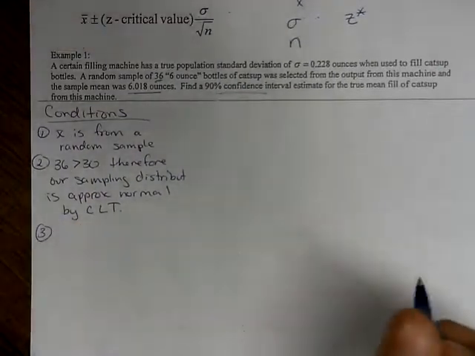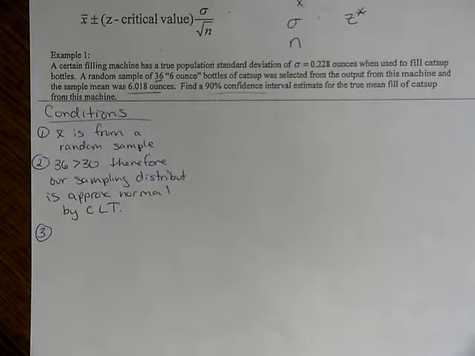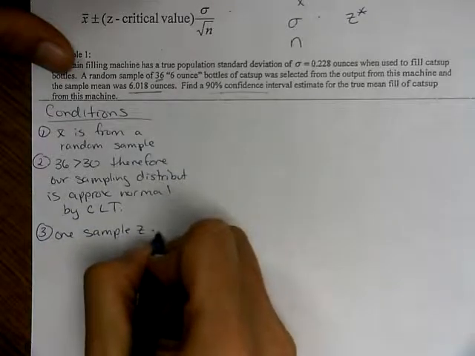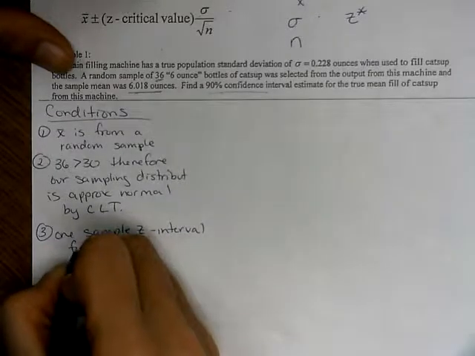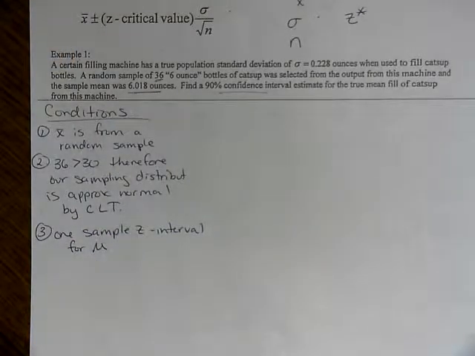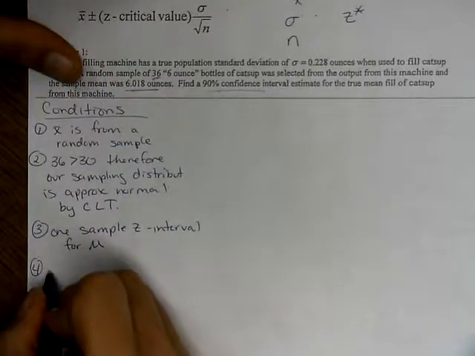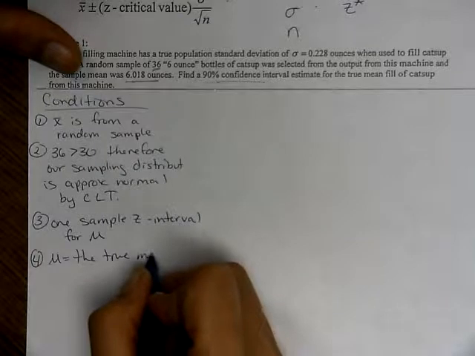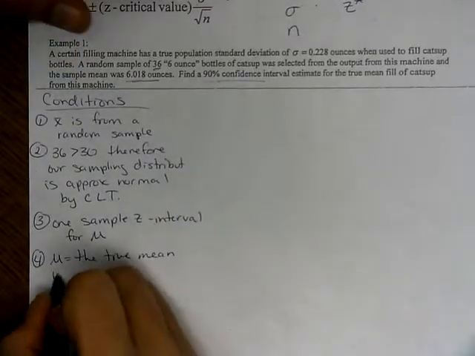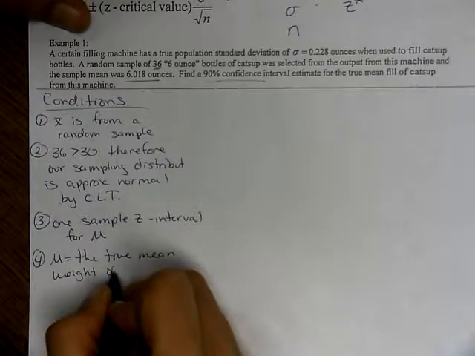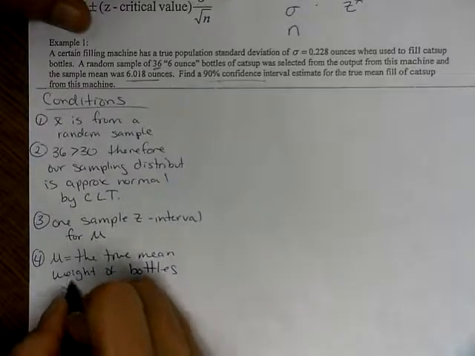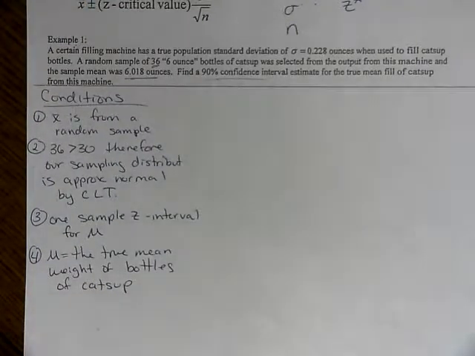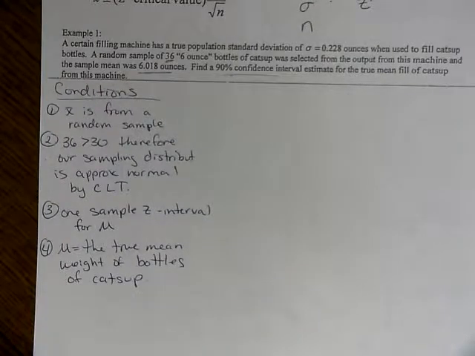3, we know the population standard deviation. Tomorrow we'll get to what happens when you don't. So we're going to do a one sample z interval for mean, so for mu. And then our parameter, mu is the true mean weight of bottles of ketchup. So there are your conditions. Make sure you have those.